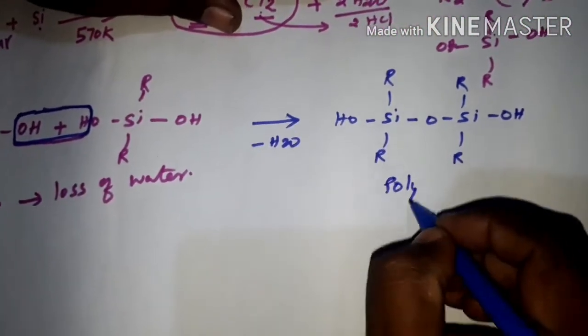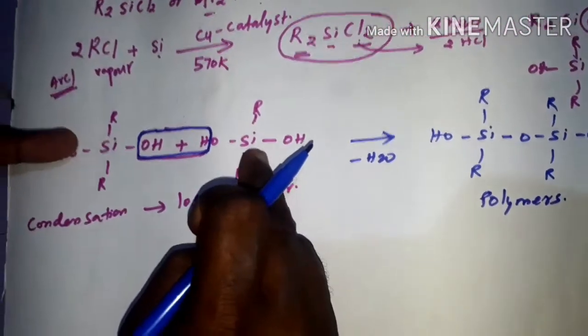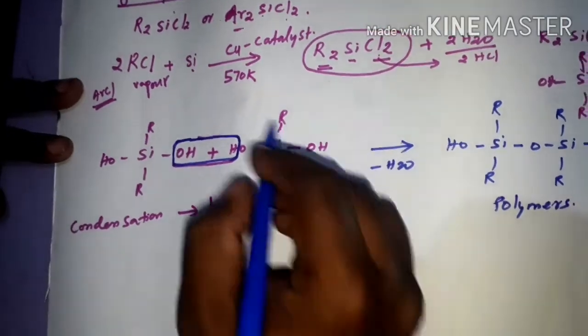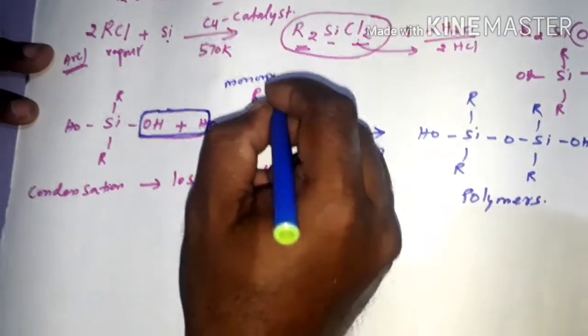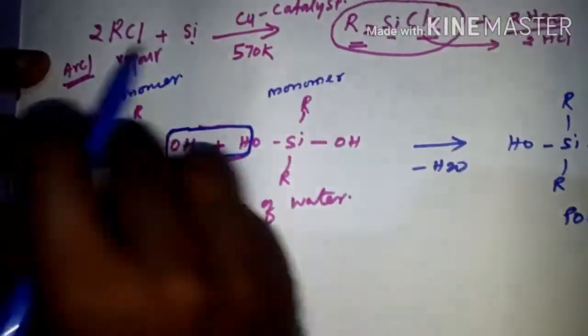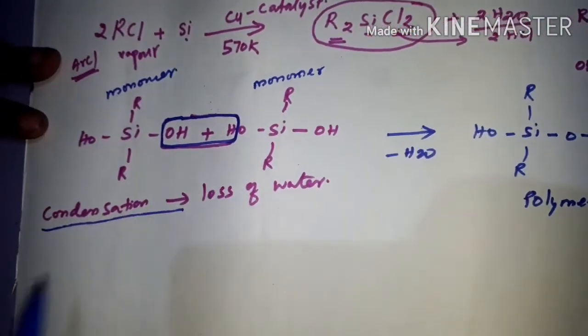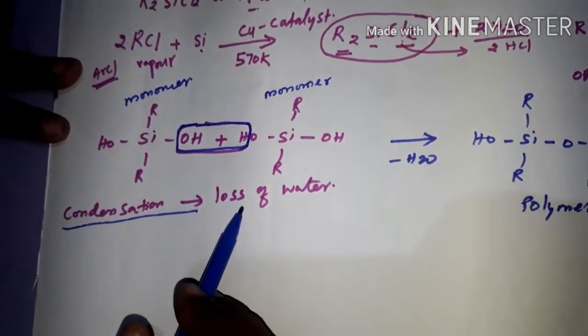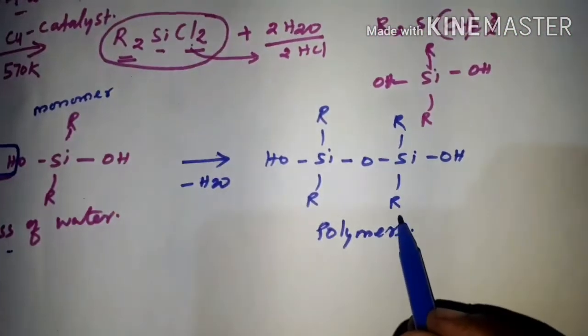Now here, see here, this is called polymerization. This is a polymer. So what happened? 2 monomers joined together. So this one monomer, the single unit is called a monomer, and another unit is also called a monomer. So when the 2 monomers combine together, they undergo condensation polymerization. So here loss of water takes place. So we are getting a polymer like this.